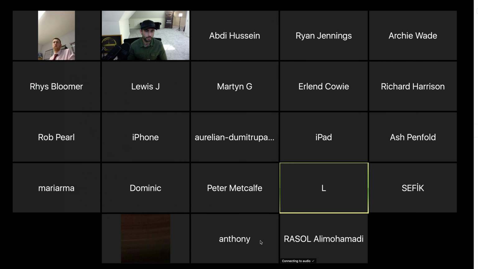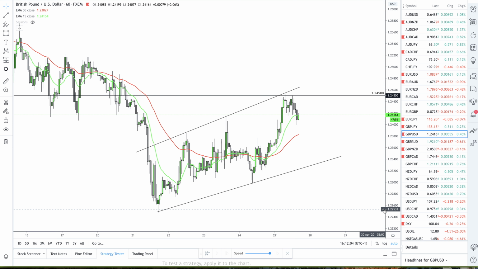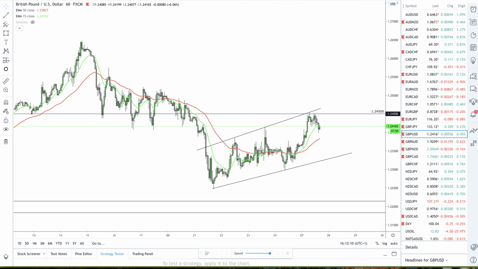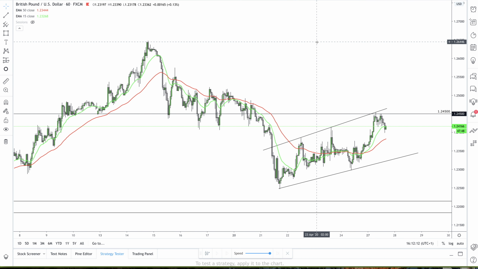So first of all, a big one. When is exhaustion complete? So I'm actually going to jump on the chart for this one. Perfect. So we are on GBP USD. Now, when is exhaustion complete?